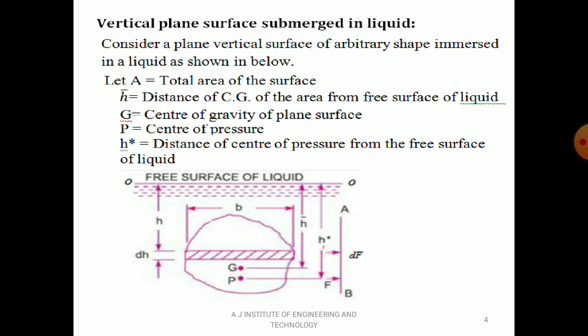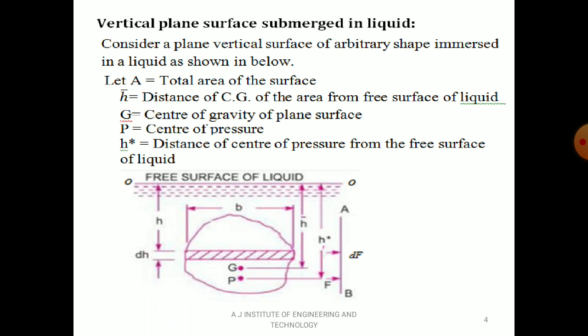So first, let's go for deriving the expression for a vertical plane surface. Very important derivation from the examination point of view. So, vertical plane surface submerged in liquid. Consider a plane vertical surface of arbitrary shape immersed in a liquid as shown in the figure below. Arbitrary shape means it is of random shape. Just consider one random shape.